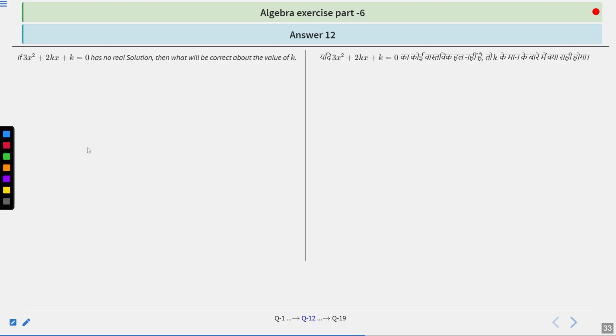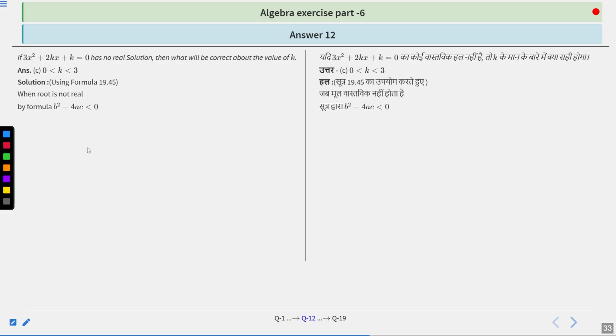Now, we were given that the equation 3x square plus 2kx plus k equal to 0 has no real solution. Then we have to find what is correct about the value of k. Answer to this question is option number C, k is greater than 0 but less than 3. Now let us look at the solution of this question. Here we are using formula 19.45 to solve this question. When roots are not real, by formula b square minus 4ac is less than 0.